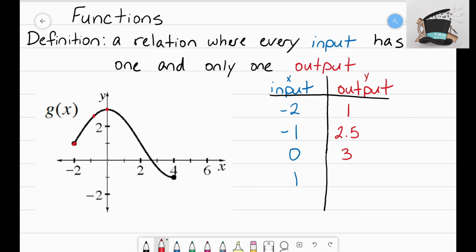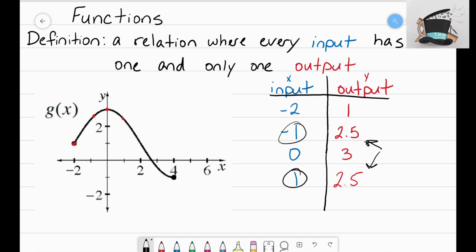So I go to my graph. Here is x equals 0. I go over to x equals 1. I move up, and it looks like this graph is right about there. And I would say that it also looks like it's about 2.5. So I just want to reiterate that it is perfectly okay for us to have two of the same outputs come up for different inputs. Okay, it is okay for -1 and +1 to equal the same output.